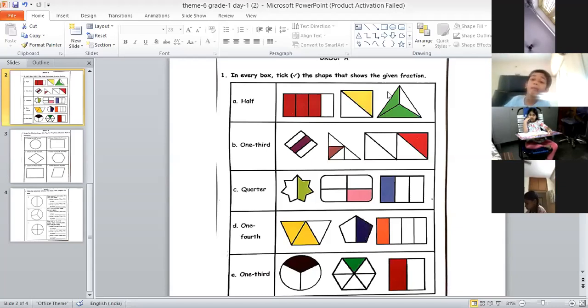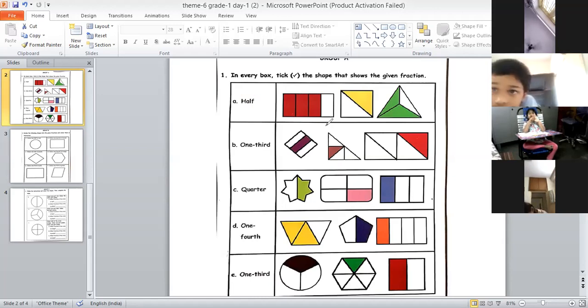Now, first of all, you have to identify what it is. Half is half. You will read it as half. Now, I told you that half means 1 by 2. 1 by 2 means out of 2 parts, you are talking about 1 part. Half means the given shape should be divided into 2 parts. And out of 2, you are talking about only 1 part. Now first let us see which shape is divided into 2 parts.